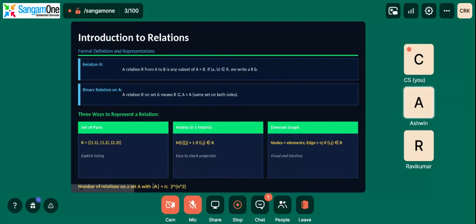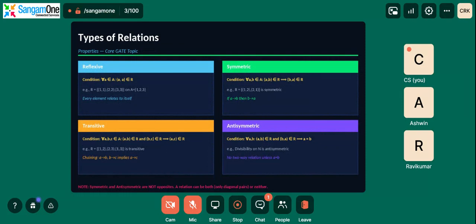The number of relations on a set A with the number of elements equal to N is 2 to the power of N squared. This is the number of relations on a set A that we can find out. Please note down this formula.